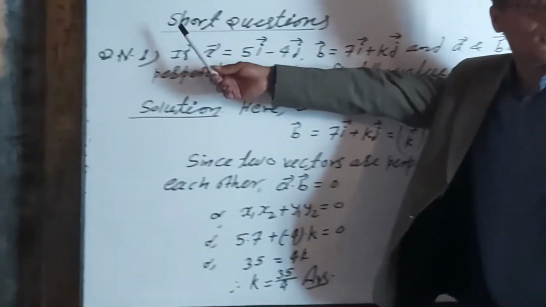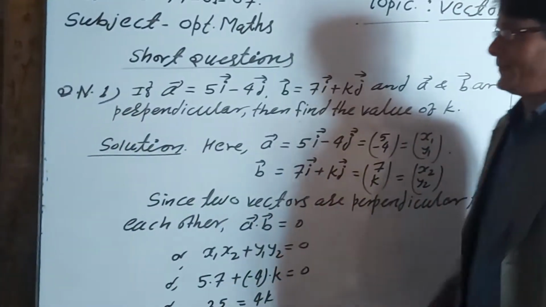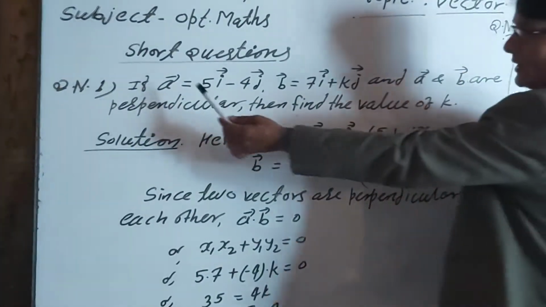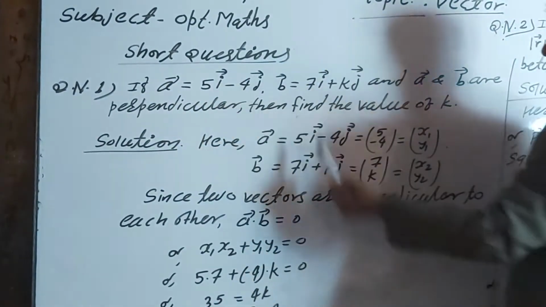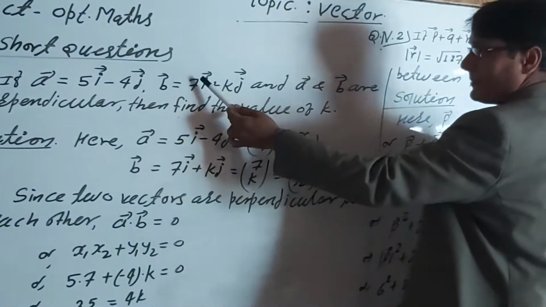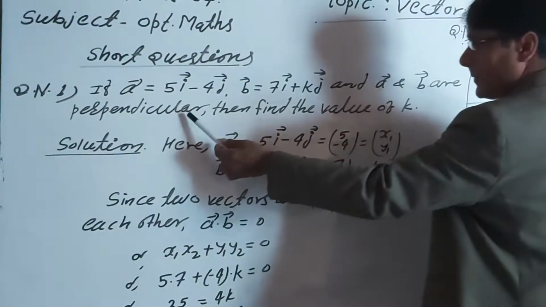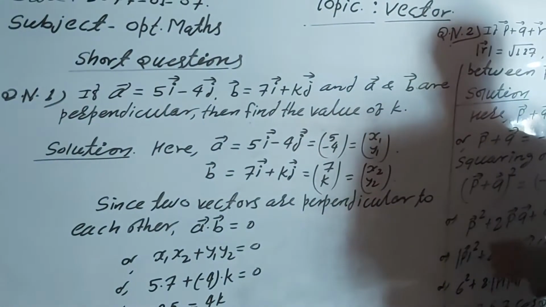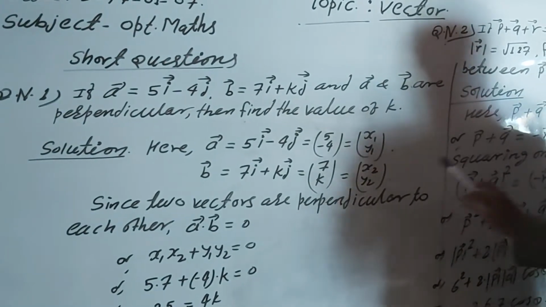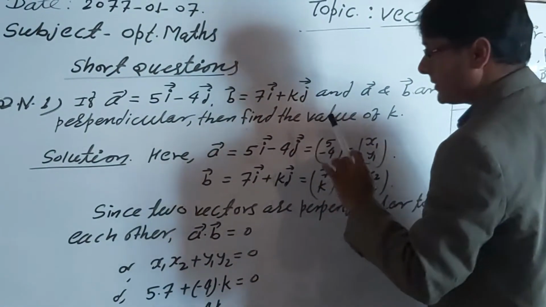Let's see here please, all of you look at the board. Question number 1, short question. If vector A equals 5i minus 4j, vector B equals 7i plus kj, and A and B are perpendicular, then find the value of k. Okay, it is the question. We are going to solve this question.